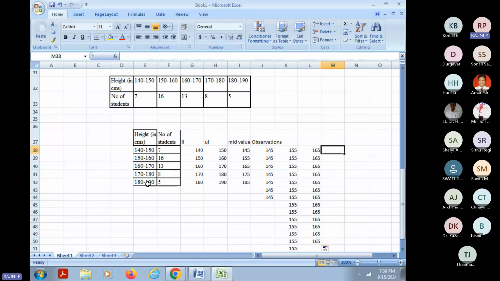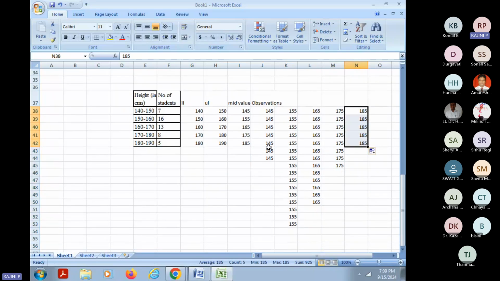Then 170 to 180 has 8 students, and the mid value is 175, so repeat 175 eight times. Then 180 to 190 has 5 students, so repeat 185 five times. Now we have arranged the data according to our requirement.